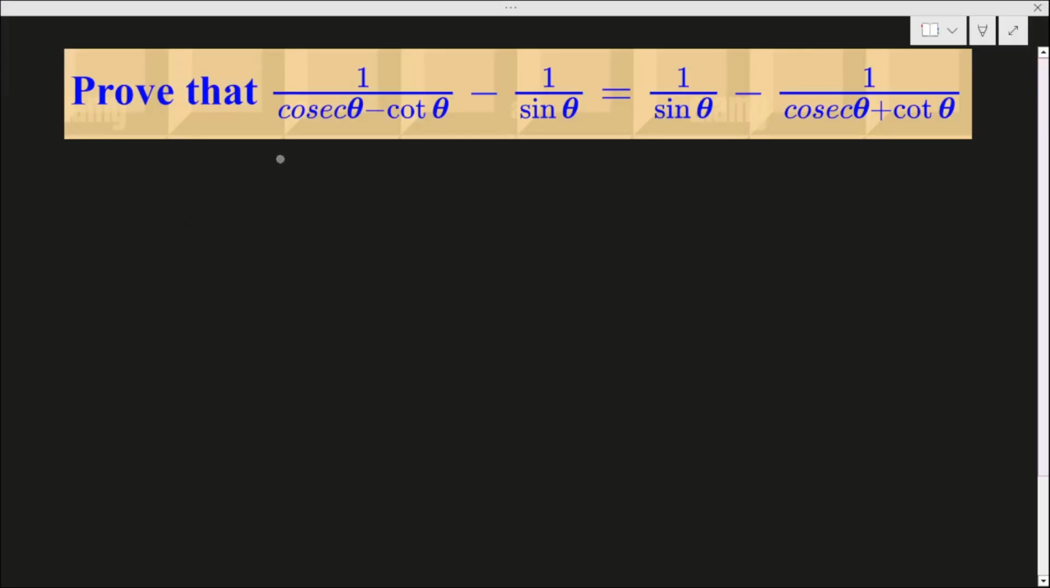Welcome. This question is from trigonometry. Prove that 1 by cosec theta minus cot theta minus 1 by sin theta is equal to 1 by sin theta minus 1 by cosec theta plus cot theta. First, write the question.